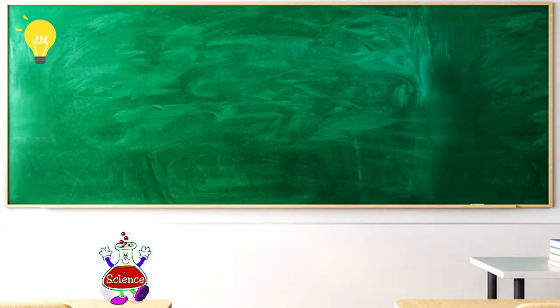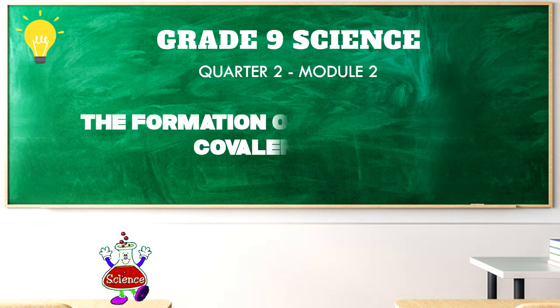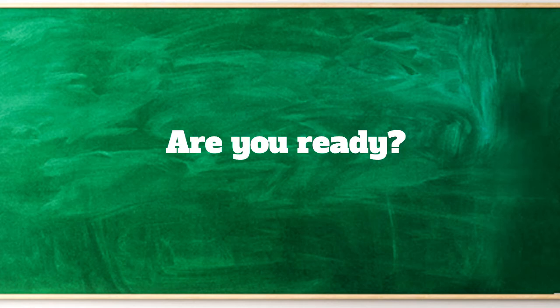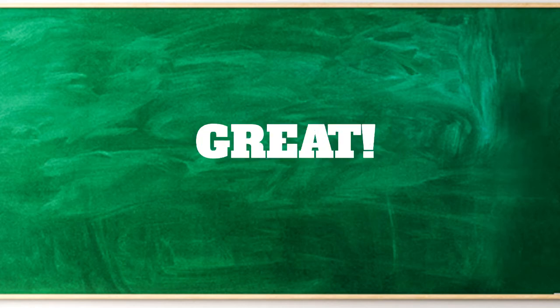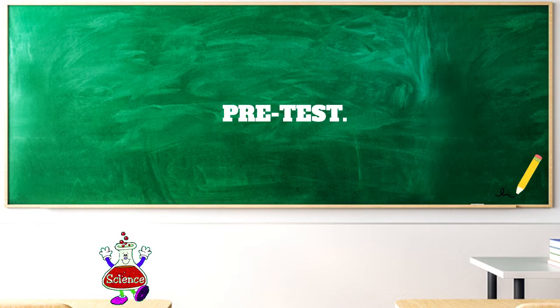Today's topic will focus on Grade 9 Science, specifically on Quarter 2, Module 2, which is entitled The Formation of an Ionic and Covalent Bond. Are you now ready? Great! But first, I want you to bring out your module and we will answer questions 1 to 5 in your pre-test. Let's begin!